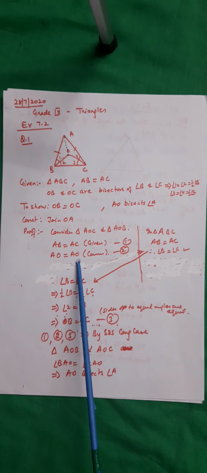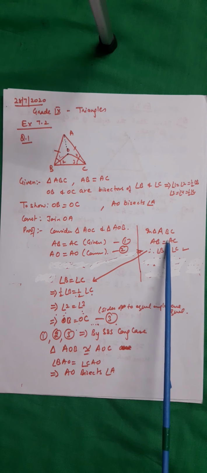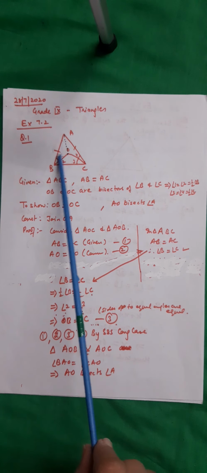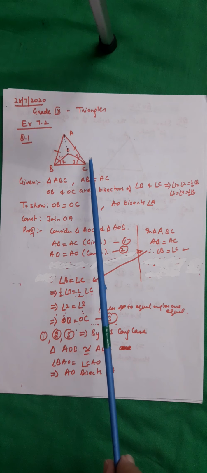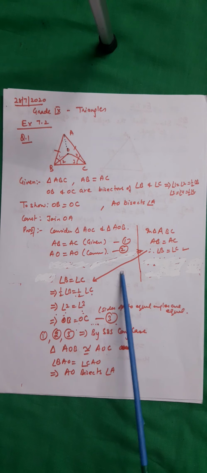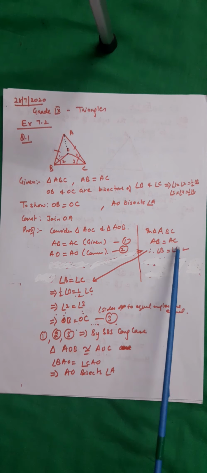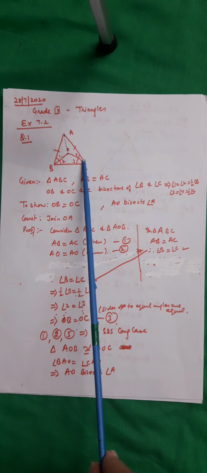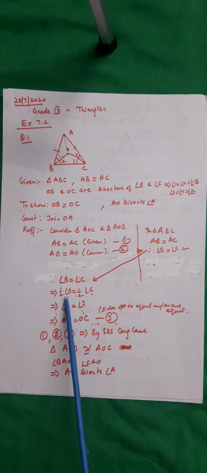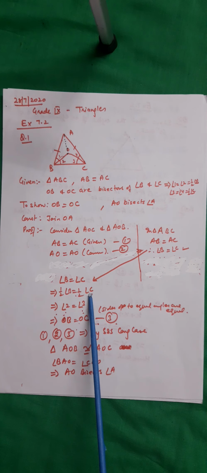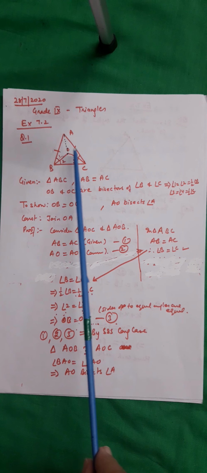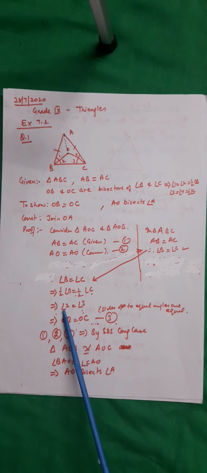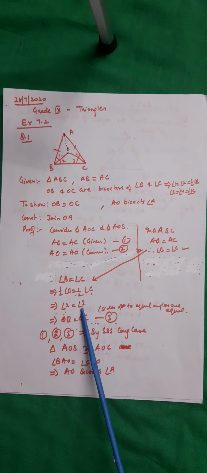AO is equal to AO, common. And also, you see here, angle B is equal to angle C. Why? Because in triangle ABC, AB is equal to AC, therefore angle B is equal to angle C. So we can take half of angle B is equal to half of angle C. That means angle 1 is equal to angle 4, which implies that angle 2 is equal to angle 3.